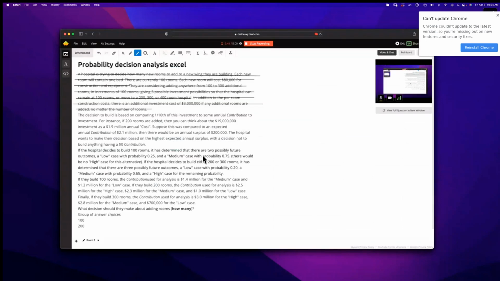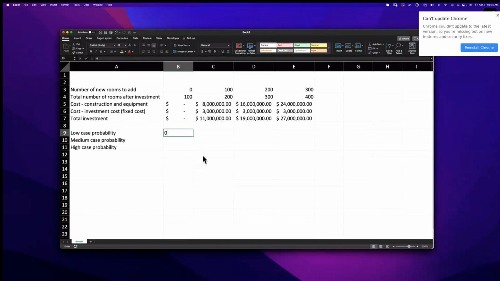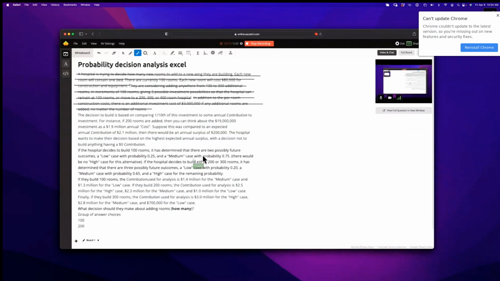So the probabilities, it says for 100 rooms, it is determined that there are 2, just low and medium. Low is 0.25 probability, medium is 0.75 probability. So that adds up to 1, so that must be 0 chance of a high case. There'll be no high case here.